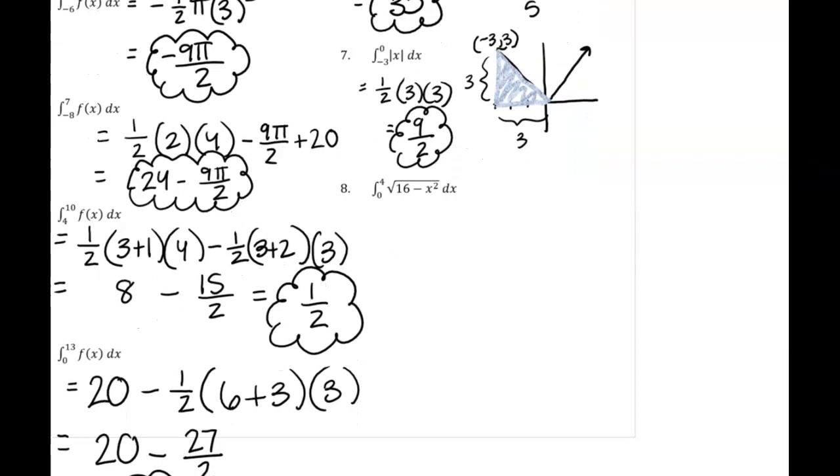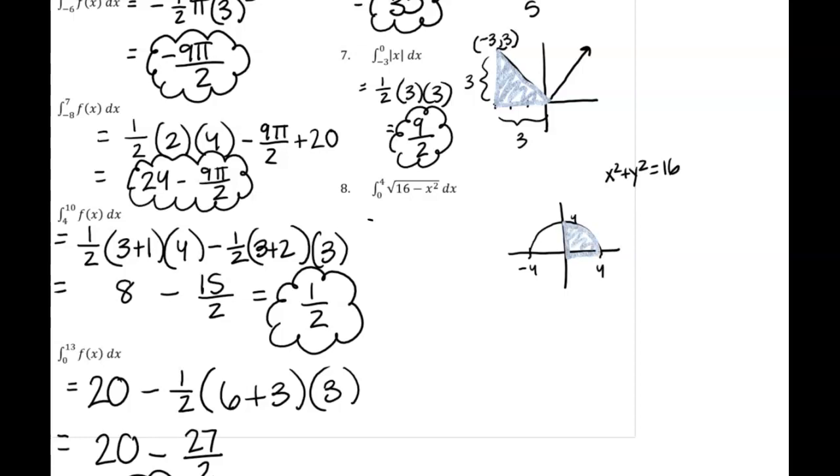For this last one, hopefully you guys know that square root of 16 minus x squared is a circle with a radius of 4, because the full equation of that circle would be x squared plus y squared equals 4 squared, which is 16. Then if you solve for y, that's where the square root of 16 minus x squared comes in. Since this is a positive square root, it's the top of the circle. So this is 4, and the top of the circle looks like this. We're going only from 0 to 4, so that's this quarter of the circle right there.